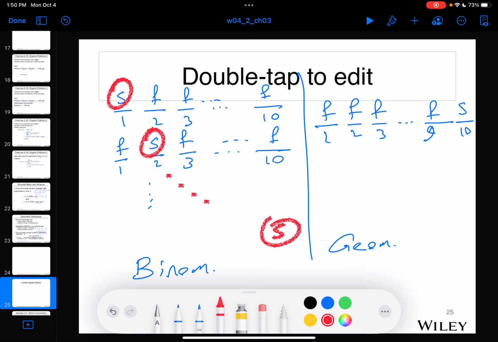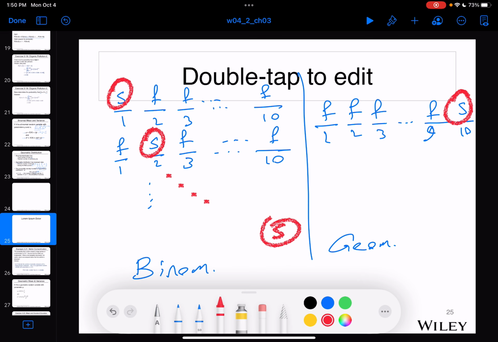But in geometric, the experiment is different. In geometric, I stop the experiment once I see a success, right? So it means that the success always happens in the last experiment, right? And because of that, the geometric probability is always lower than the binomial, or it's equal to. Any questions? Okay. All right.